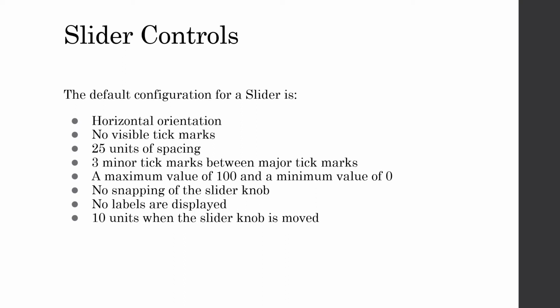So the default configuration for a slider is going to be initially a horizontal orientation, no visible tick marks. It will use 25 units of spacing. It's going to have 3 minor tick marks between the major tick marks. Uses a maximum value of 100 and a minimum value of 0. It does not have any snapping of the slider knob. The labels are not displayed for the major tick marks, and you will move 10 units whenever the slider knob is moved using the arrow keys or just clicking against the bar or the track of the slider.